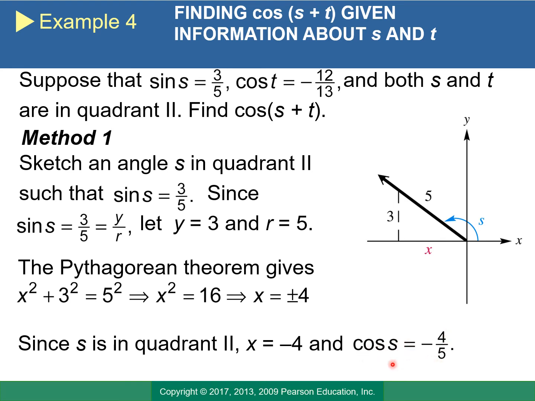Why we want the cosine value is because if you think ahead, what we were asked to find is cosine of s plus t. This is our sum formula here. So we actually need cosine s, cosine t, and sine s and sine t. And so we were given 2 out of the 4 values that we need for this formula. So we're just working on finding the other 2 values. Here's the first one that we need.